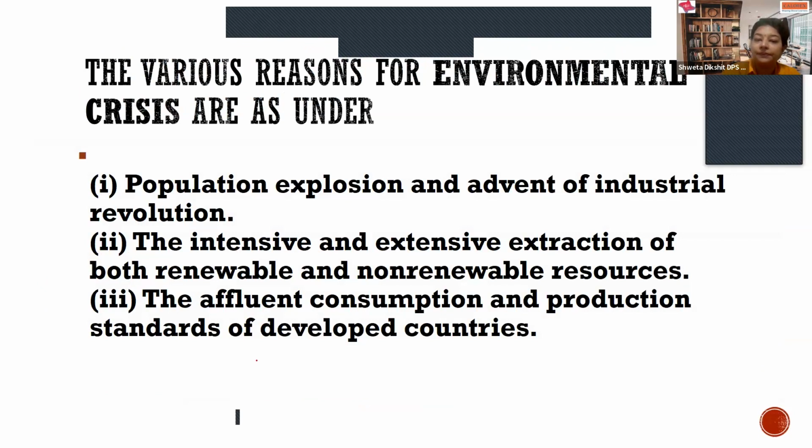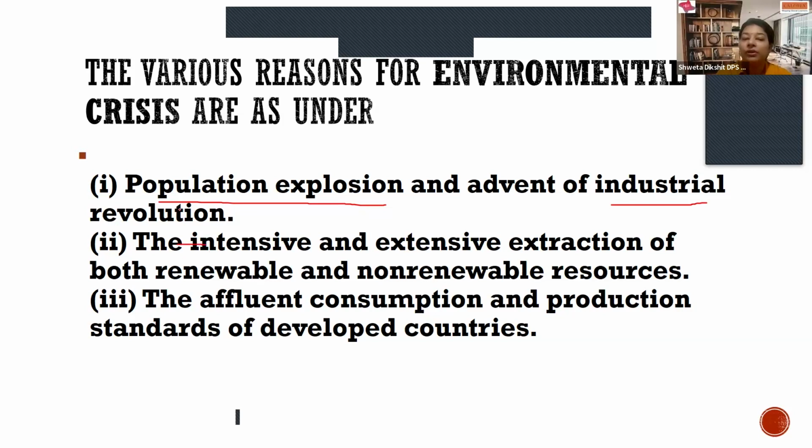Then comes the various kinds of reasons for the environmental crisis. We know this very well that nowadays we keep talking about the various kinds of crises which have been undertaken under environment. What are they? So, environmental explosion. The second is industry, which is caused because of industrial revolution.